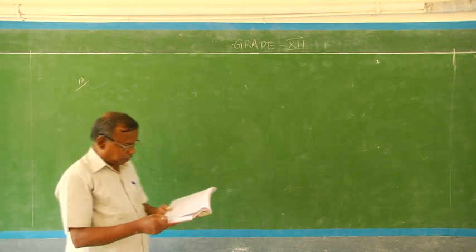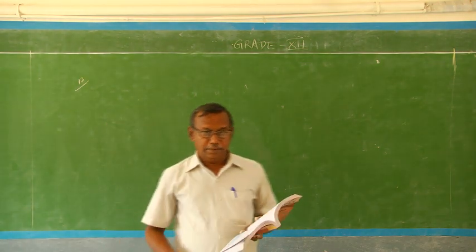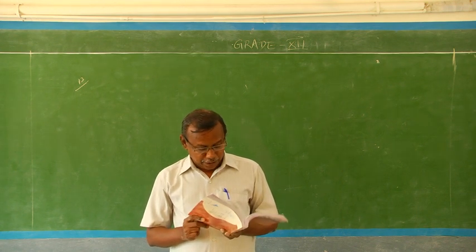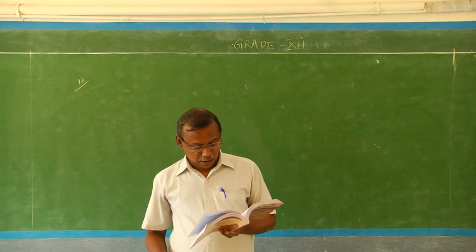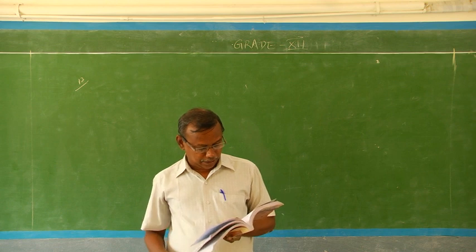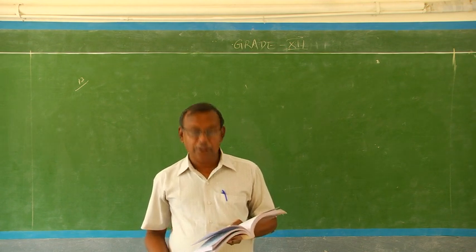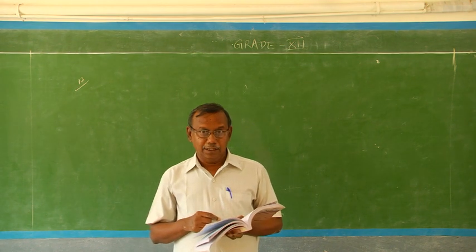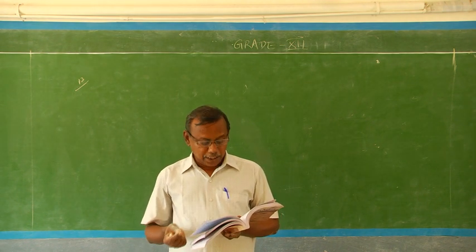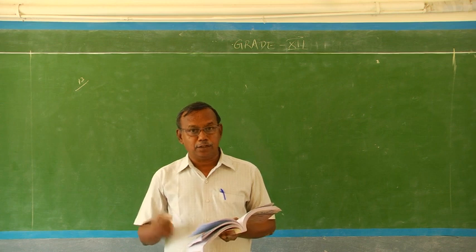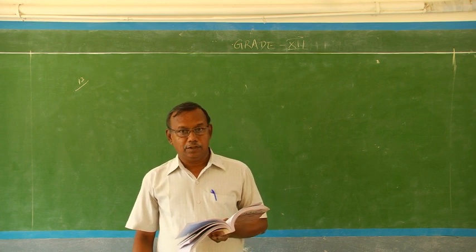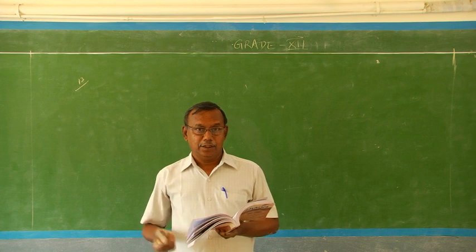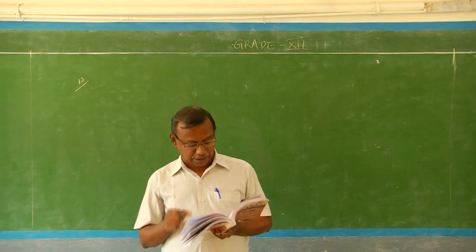The scalar product of the given vector, that is i cap plus j cap plus k cap, with a unit vector along the sum of the two vectors is equal to 1. That is, the scalar product of the given vector with the unit vector of the sum of the other two vectors is equal to 1.